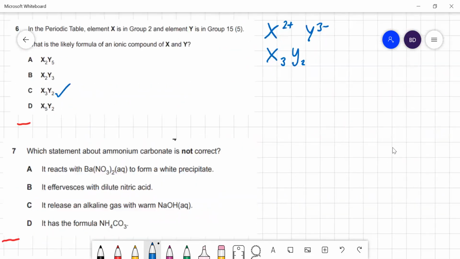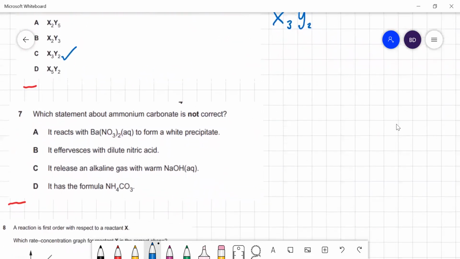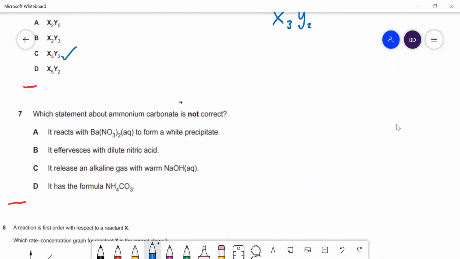Okay, which statement about ammonium carbonate is not correct? Right, it will form a precipitate with barium nitrate because you get barium carbonate, which is very insoluble. That's true. It will fizz with nitric acid because anything with a carbonate in, you add hydrogen ions to that, you will get CO2.